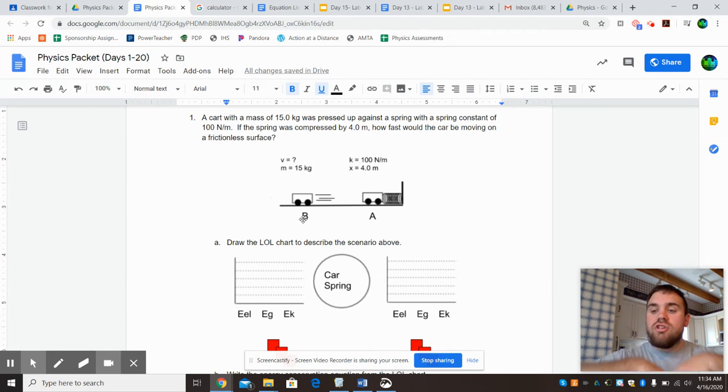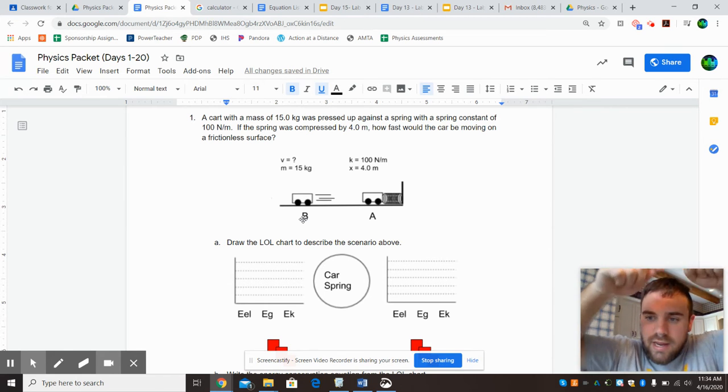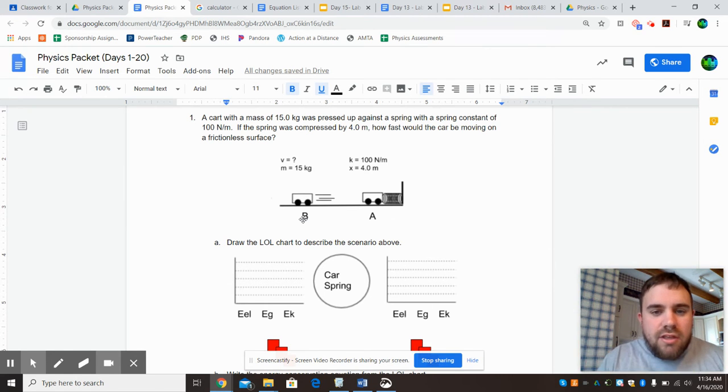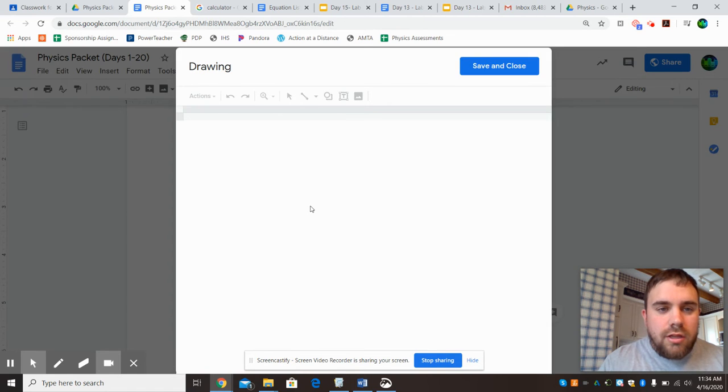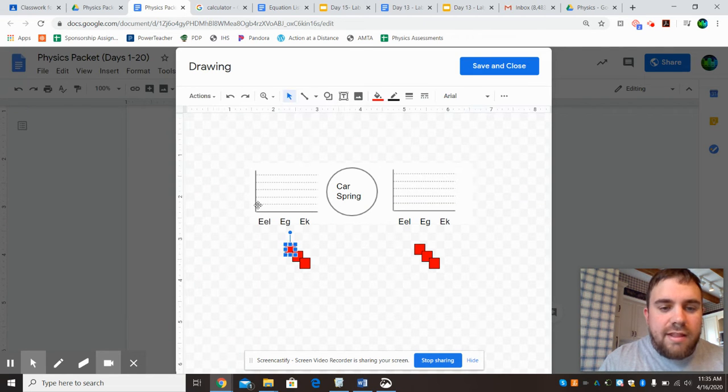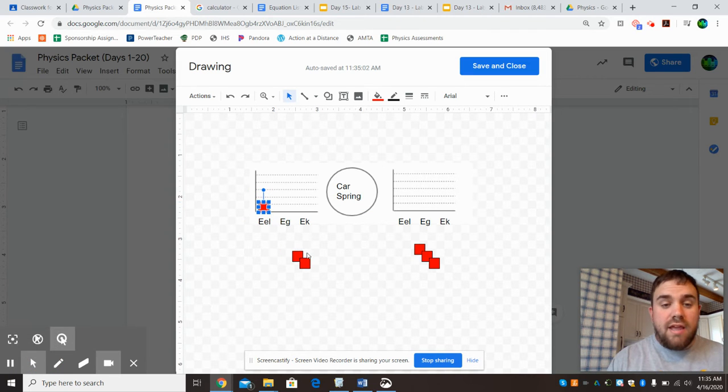As you can see from the picture, we have a position A and a position B. This is the culmination of everything we've been working on thus far, and it's all going to tie together right here. At position A, let's talk about first what type of energy is present. It's compressed up against a spring, so therefore it has elastic energy. It's on the ground, so it has no gravitational energy, and it's not moving at position A because it's compressed up against a spring.